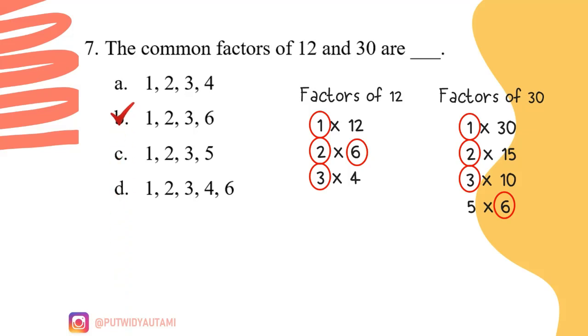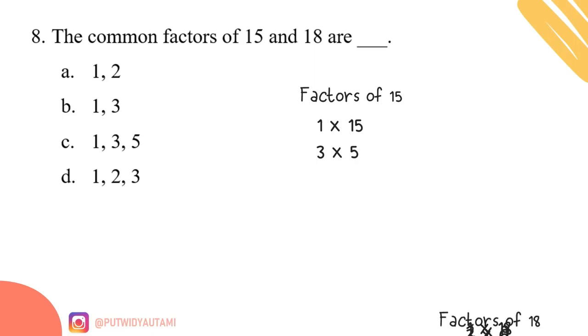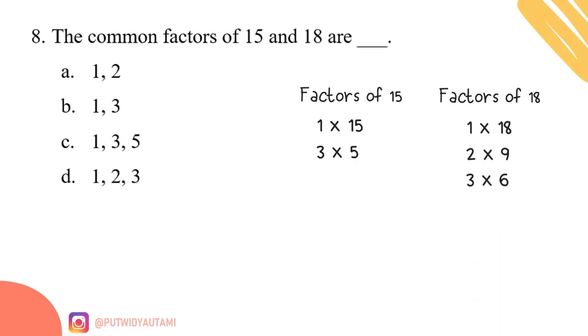Bingo! Number 8. The common factors of 15 and 18 are... just like before, we list the factors of 15 and the factors of 18. Then find the common factors of them. Yeah, they are 1 and 3. So the answer is bingo! B.